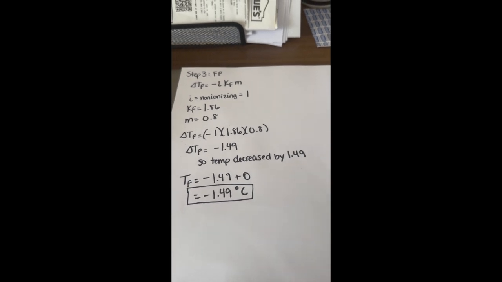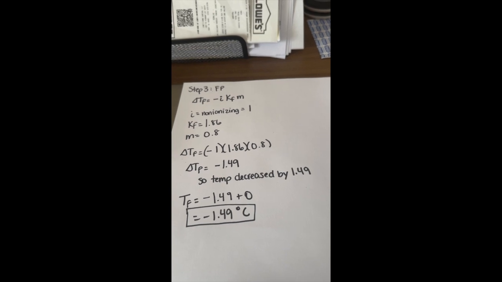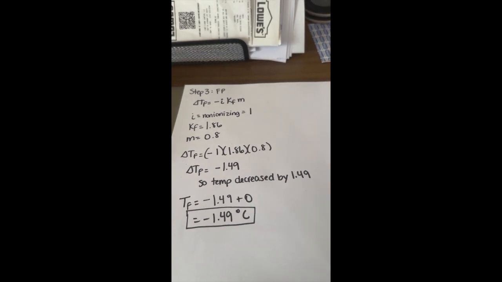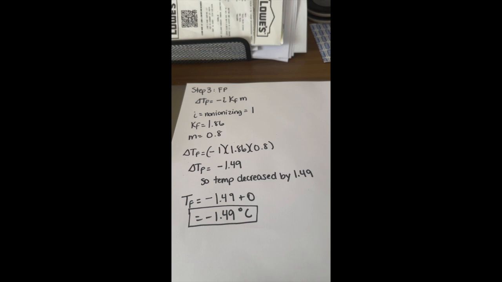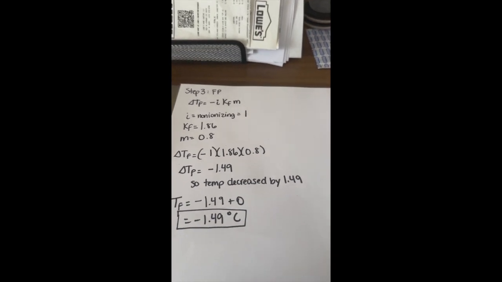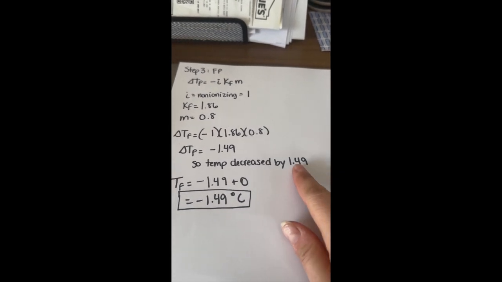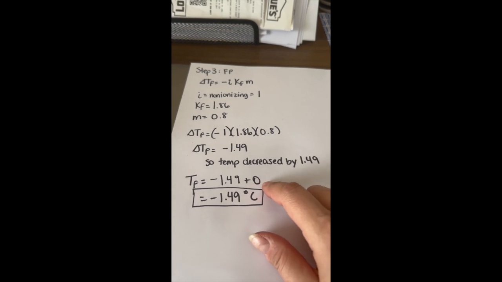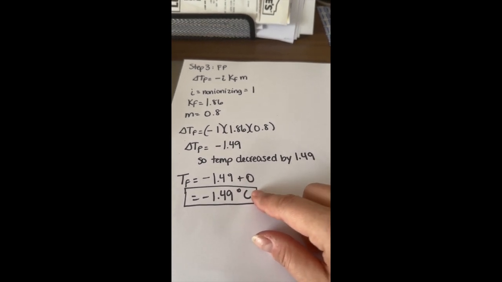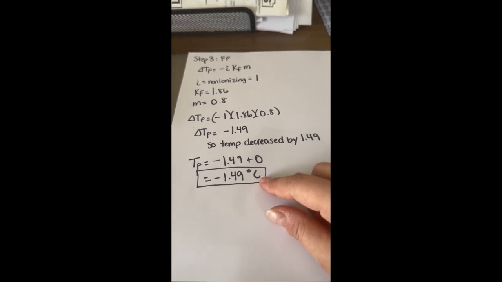Less energy has to be subtracted from them. They want to move around, right? That's why it goes down. Anyway, so we have negative 1.49 degrees Celsius. That's going to be our final freezing point for this solution.